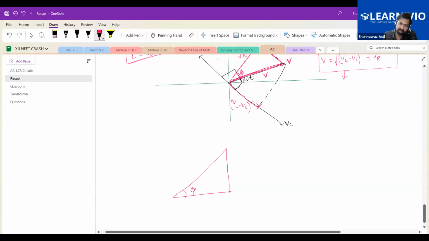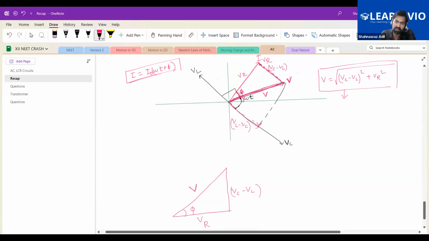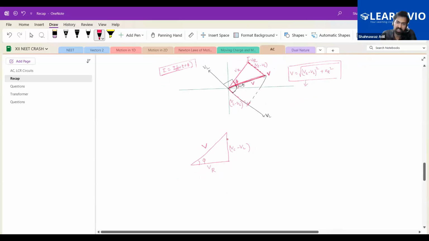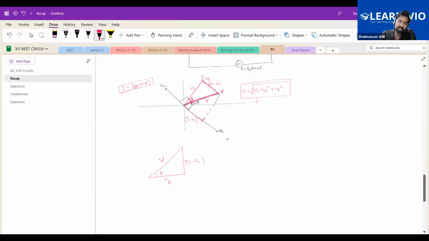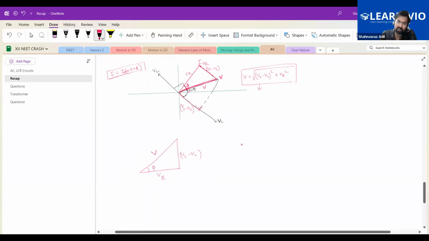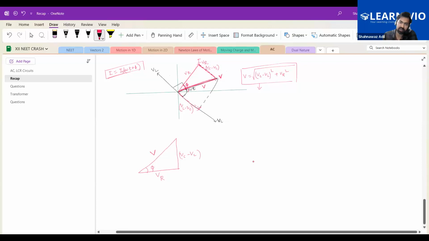This is phi, this is V, this is VR, and this is VC minus VL. So this is the overall diagram that we are getting. If we remember this, then we can find out everything. We can find out the overall voltage, and then we can find out the phase angle also.